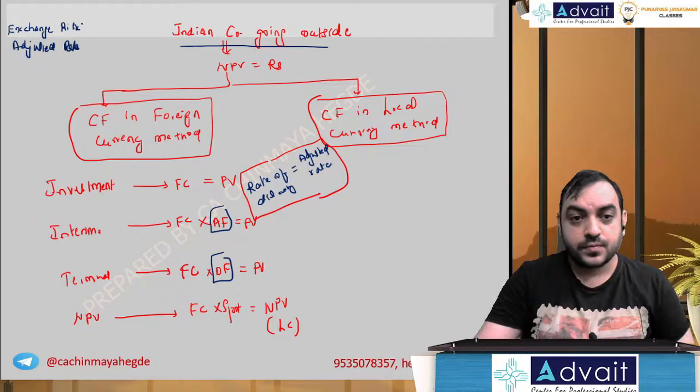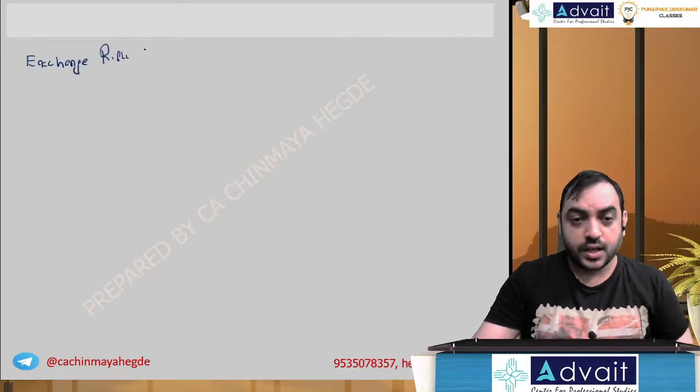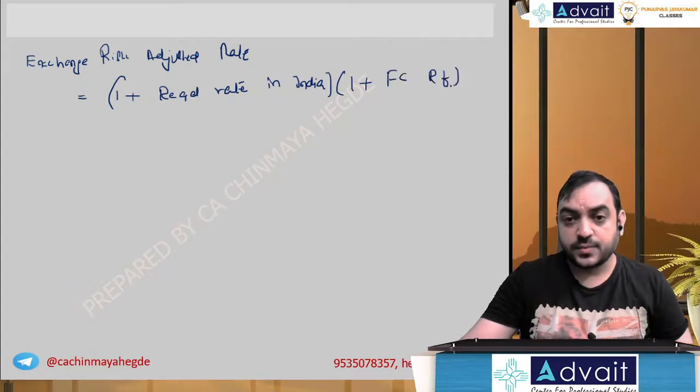Exchange risk adjusted rate. So it's going to be 1 plus whatever required rate of return. I don't have space here. I'll write in the next slide. So please write it there. So I'll write here, the exchange risk adjusted rate is given by 1 plus required rate of return in India, multiplied by 1 plus foreign currency risk-free rate divided by 1 plus local currency risk-free rate.